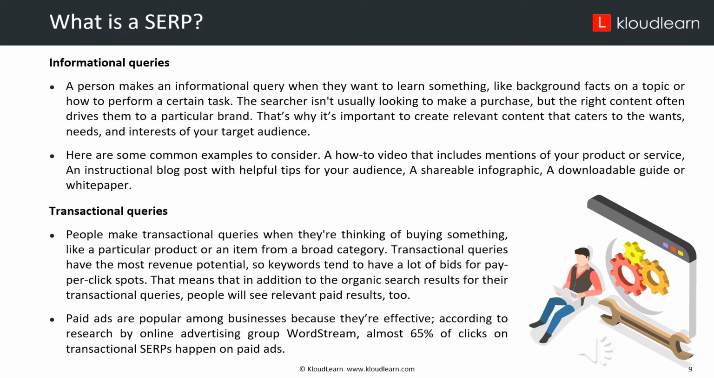Transactional queries. People make transactional queries when they're thinking of buying something, like a particular product or an item from a broad category. Transactional queries have the most revenue potential, so keywords tend to have a lot of bids for pay-per-click spots. That means that in addition to the organic search results for their transactional queries, people will see relevant paid results too.